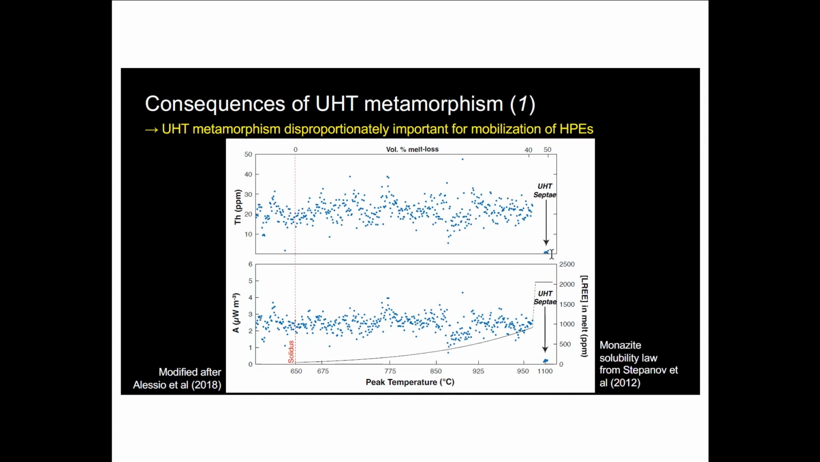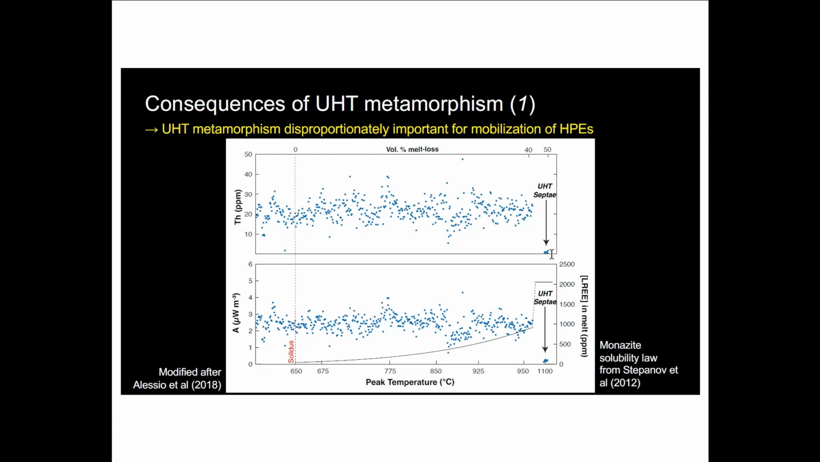Why is this the case? I can't answer that in this talk, but it doesn't seem to be related to equilibrium partitioning with melt. Why is that? Well, superimposed here is the solubility of monazite in silicate melt from Stepanov experiments, and there's no indication of an exponential decrease in either thorium or the heat production here.